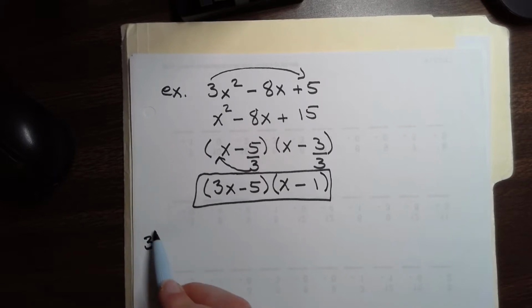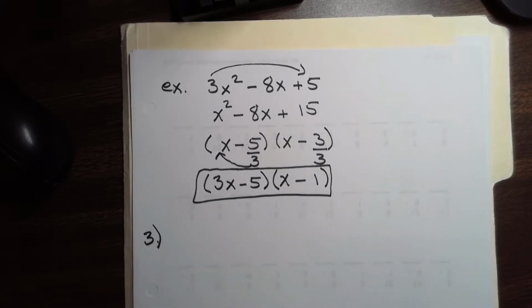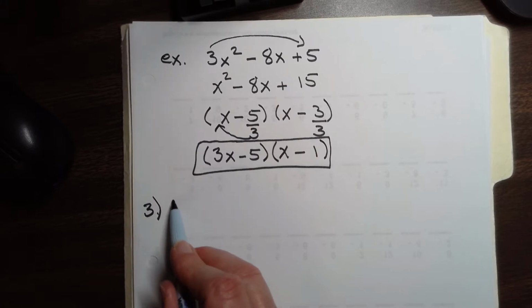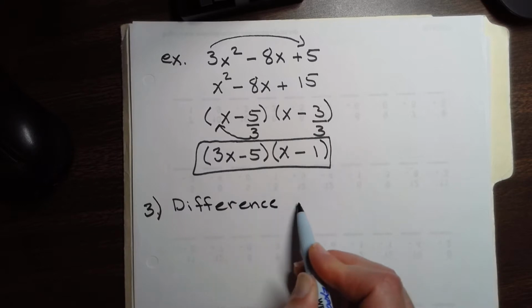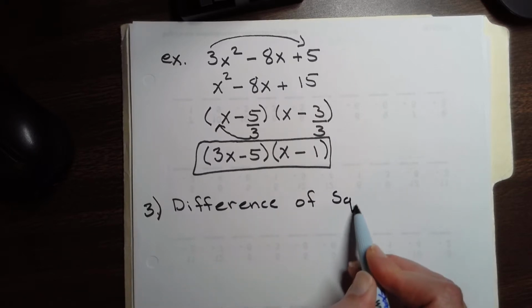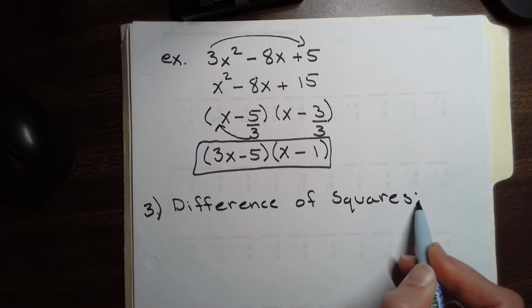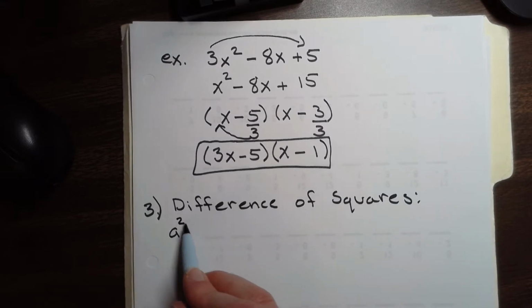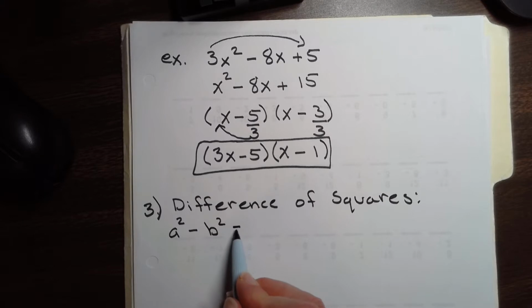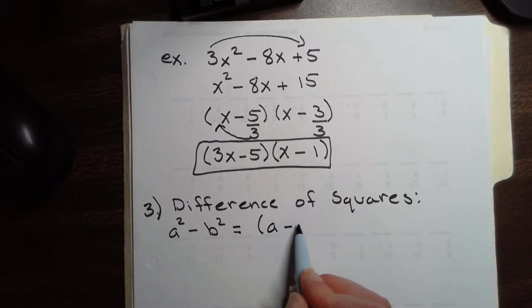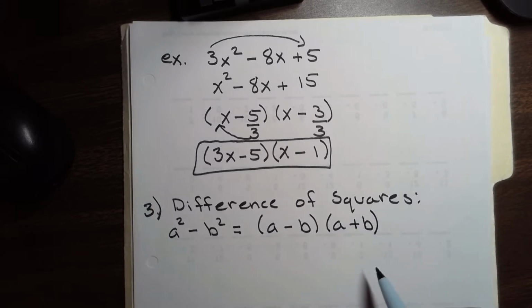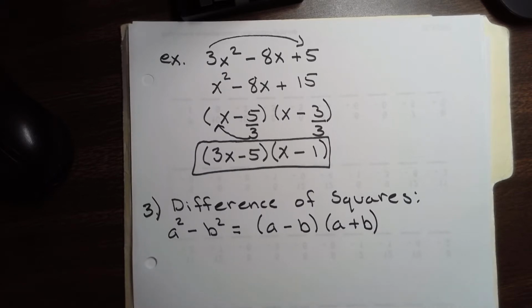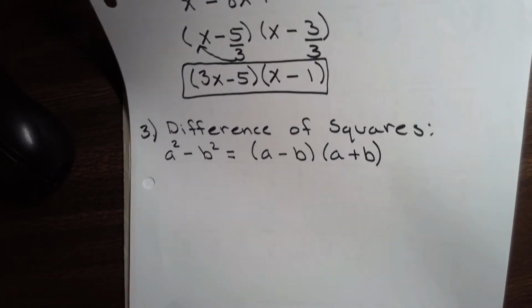Okay, let's move on. Our next method in factoring is looking at something called the difference of squares. So this looks like a squared minus b squared, and it factors to a minus b times a plus b. So it might be helpful for you to write down some of your perfect squares so you can recognize when to use this factoring method.